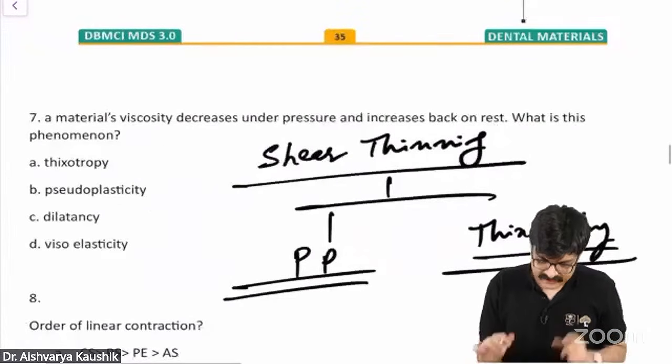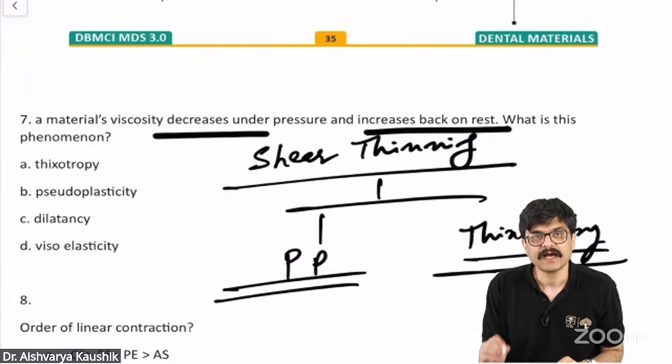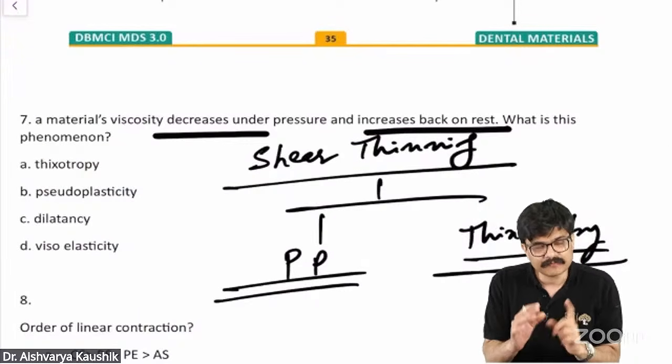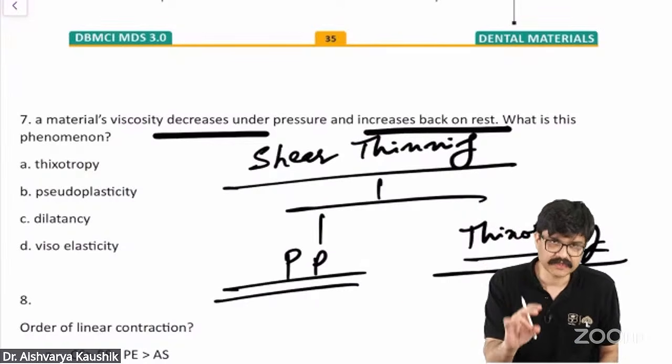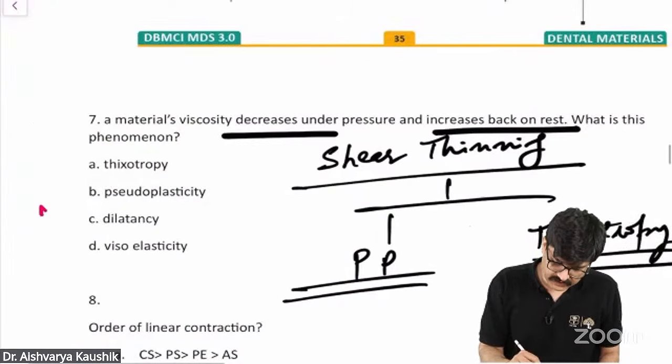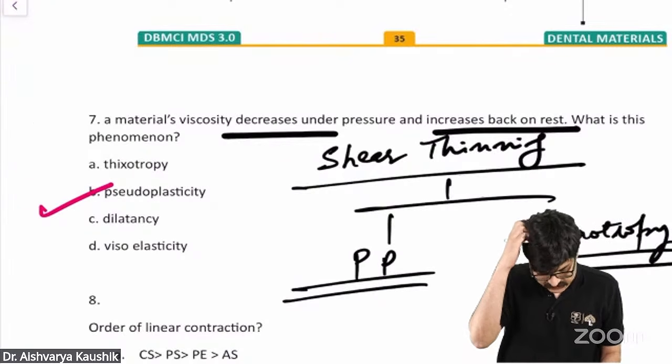Yes. Now, in the exam, a material's viscosity decreases under pressure and increases back on rest. Ideally, what they basically mean is that it increases immediately back on rest. They should have added the word immediately. And the answer is pseudoplasticity, guys, not thixotropy here. Those of you who marked thixotropy, the answer is pseudoplasticity.